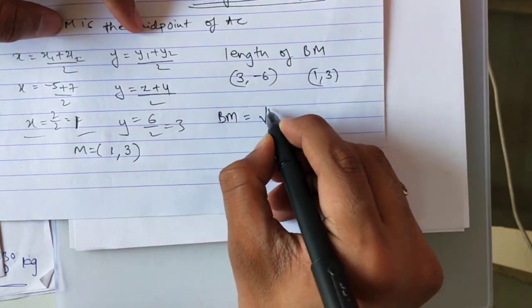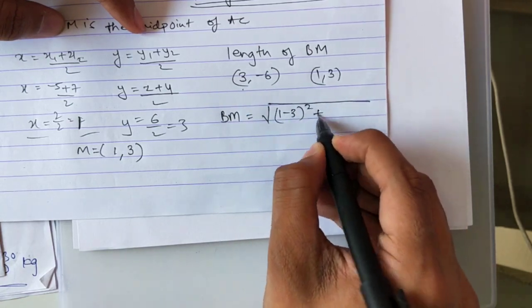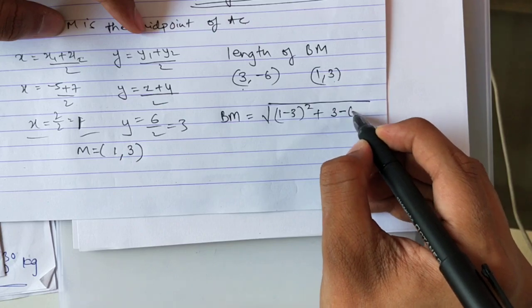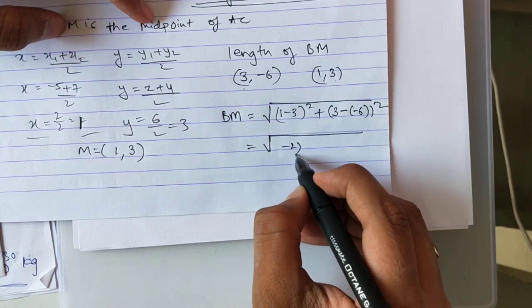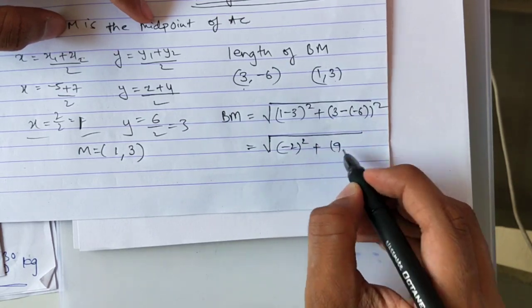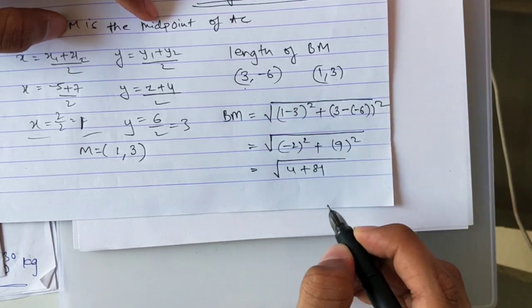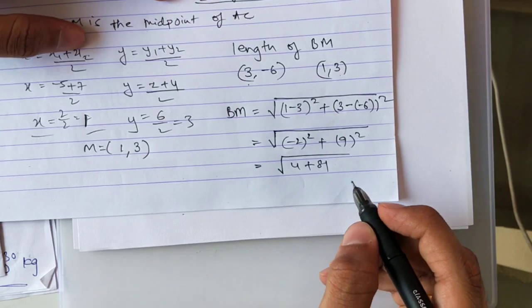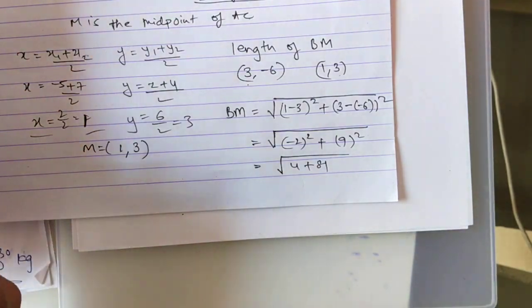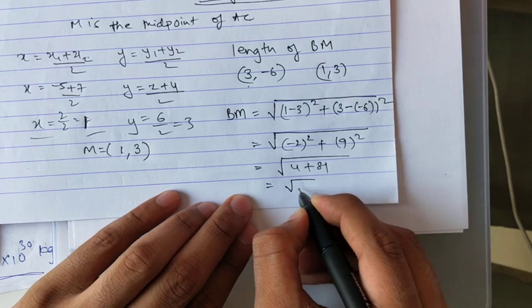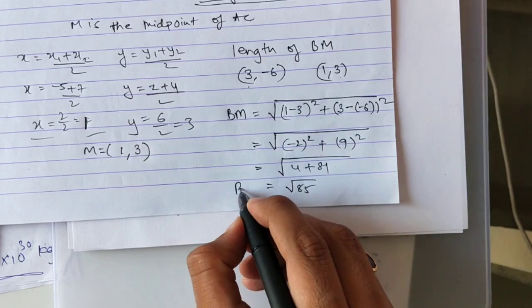So BM is equal to root of (x2 minus x1), so (1 minus 3), squared, plus (y2 minus y1), so (3 minus (-6)), squared. So (-2) squared plus (3 plus 6), which is 9, squared. Minus minus becomes plus. So 4 plus 81, which is 85. So this is root 85. Now see, this is your final answer, okay?